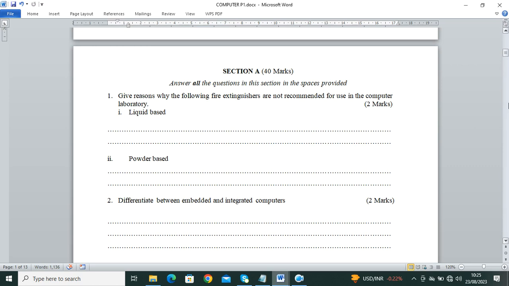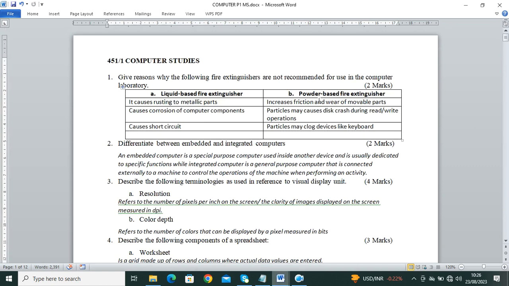Give reasons why the following fire extinguishers are not recommended for use in the computer laboratory. One, we have liquid-based, we have powder-based, we have 2 marks. Guys, this is Form 1, first topic, Introduction to Computers. So we must go and get the answers as provided by the examiner.